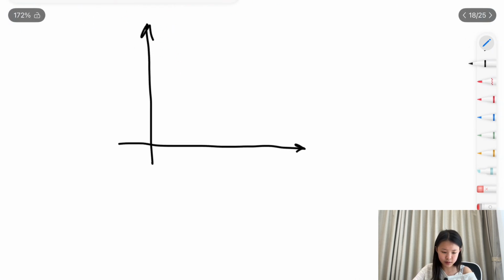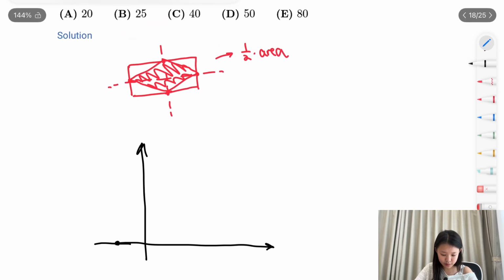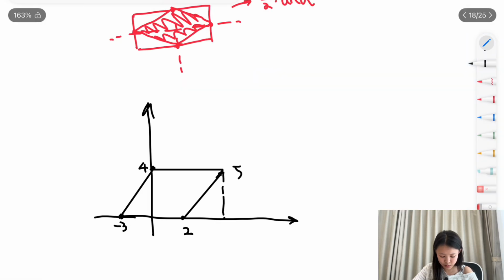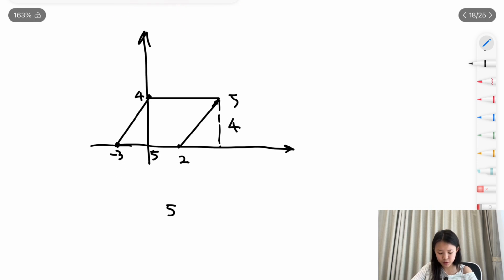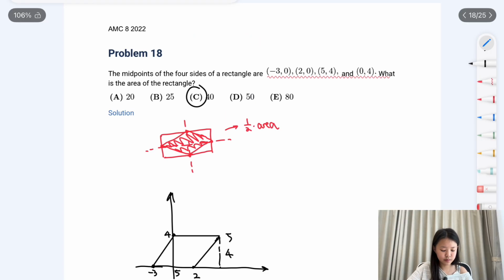So for the sake of understanding this, we can draw it like this. So first you have -3, 0. And then you have 2 here. So next we can connect up all of these midpoints. So the height here is 4 and the base here is 5. So the area of this parallelogram is 5 times 4 equals 20. So the total area of the rectangle is 20 times 2 equals 40. So the answer is C.